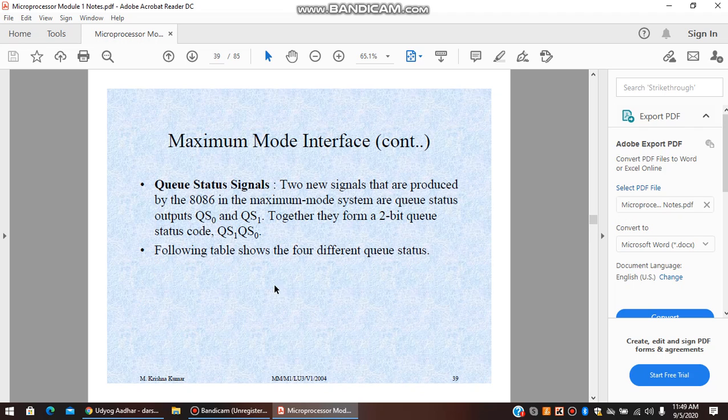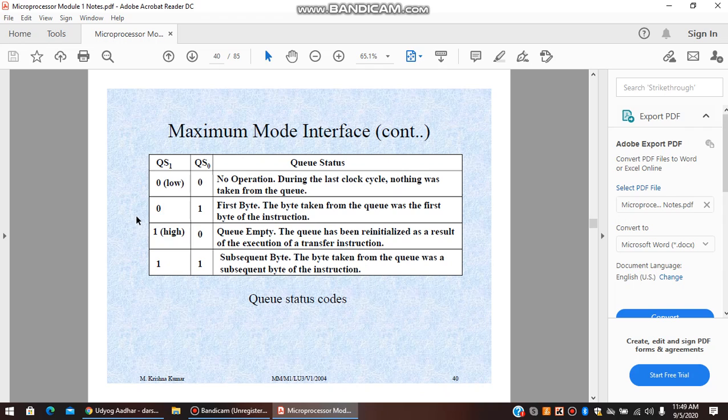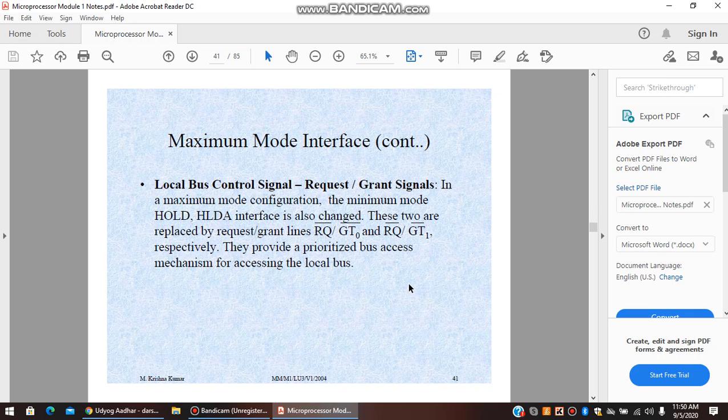Now, Q status signals. Two new signals that are produced by the 8086 in the maximum mode system are Q status outputs QS0 and QS1. Together, they form a 2-bit Q status code, QS1 QS0. If both are 0, there is no operation. If it is 0, 1, the byte taken from the queue was the first byte of the instruction. If it is 1, 0, the queue is empty. And if it is 1, 1, the subsequent byte was taken from the queue. So this is the queue status code.